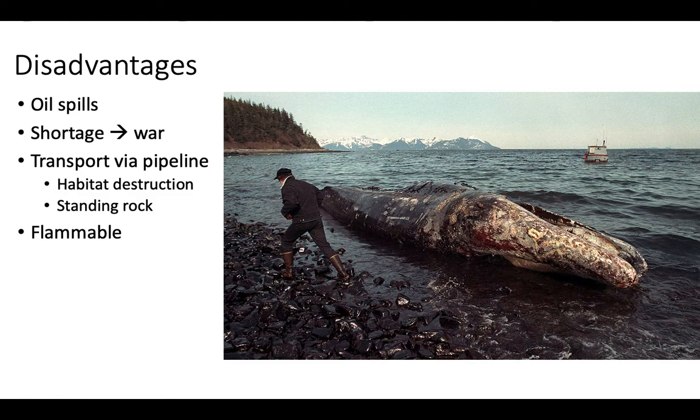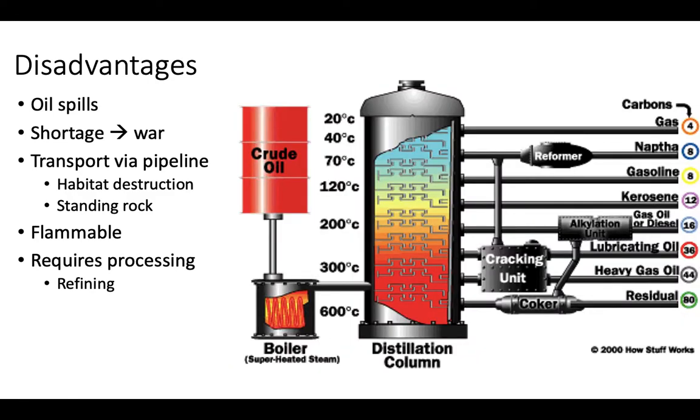It's extremely flammable, so it's not easily stored like coal. You can't just shove it into a warehouse. You have to make sure that it is safe. It has to be processed and refined through a distillation process to get pure forms of oil. You start with crude oil, and you have to refine it into different forms of oil that can be used in cars versus planes versus trains.